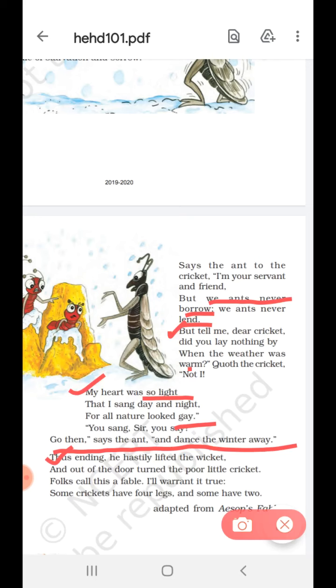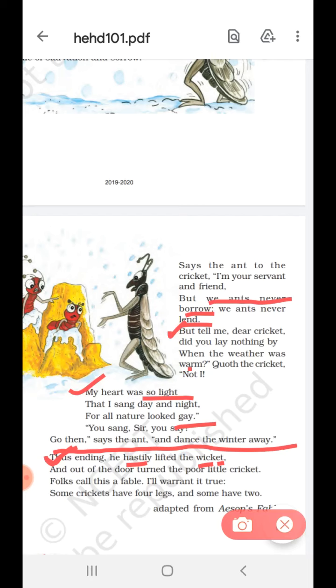So here, when the ant refused to help the cricket, he quickly closed the small opening of the door, wicket. Okay, thus ending means just as soon as they ended their conversation. Okay, when the conversation ended, the ant hastily, means hurriedly, lifted the wicket. Okay, do you know what is wicket?